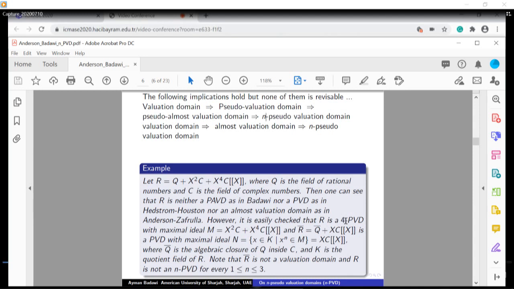That means whenever you choose a prime ideal of this ring and you have x to the 4, y to the 4 in the prime ideal for some x and y in the quotient field of R, then x to the 4 has to be in this prime ideal, or y to the 4 has to be in the prime ideal. Okay? And also observe that R is not an n pseudo valuation domain for every n between 1 and 3. So the smallest one here is 4. These things you can check.